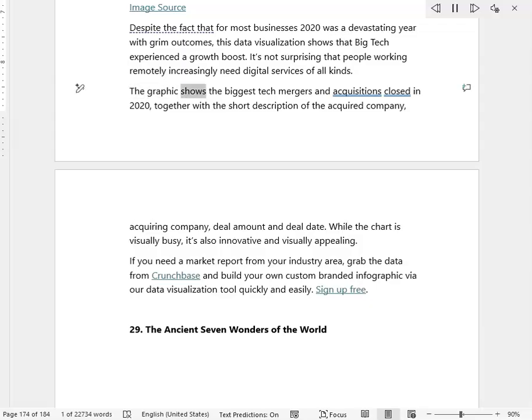The graphic shows the biggest tech mergers and acquisitions closed in 2020, together with a short description of the acquired company, acquiring company, deal amount, and deal date. While the chart is visually busy, it's also innovative and visually appealing.